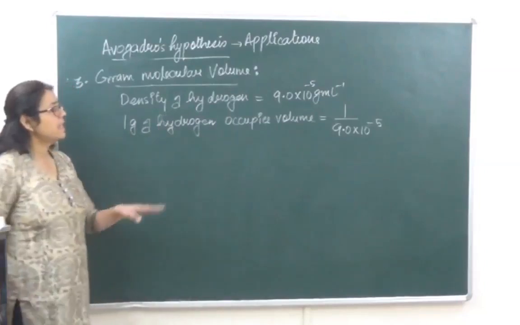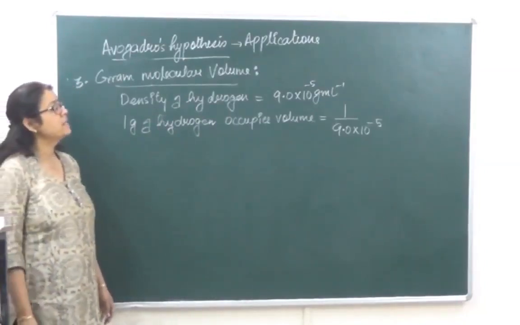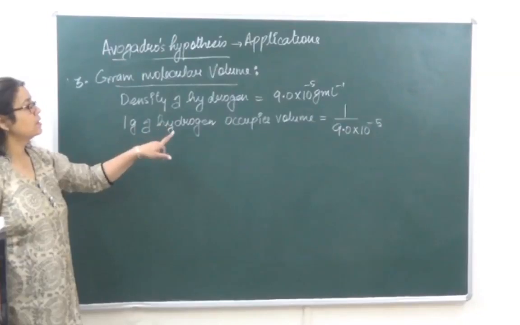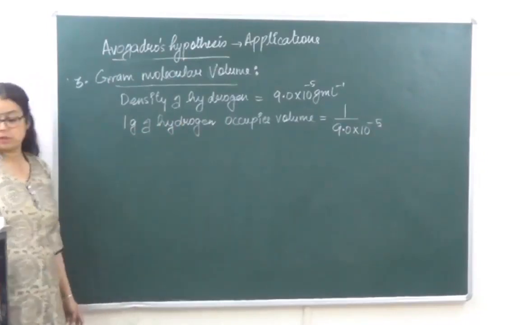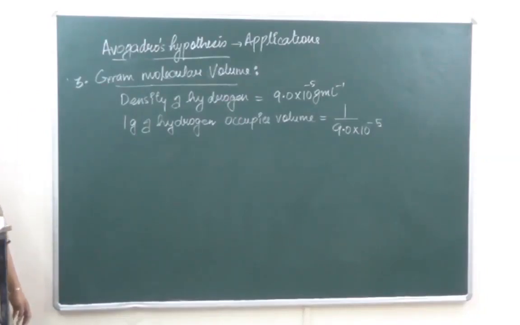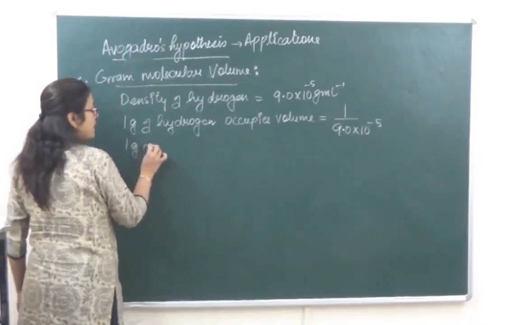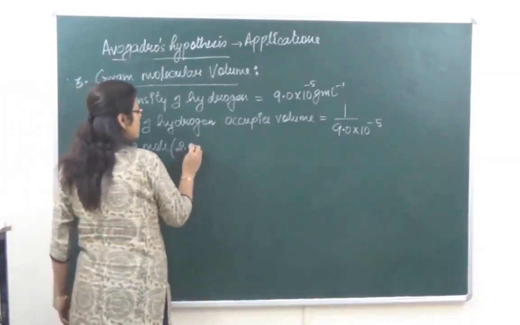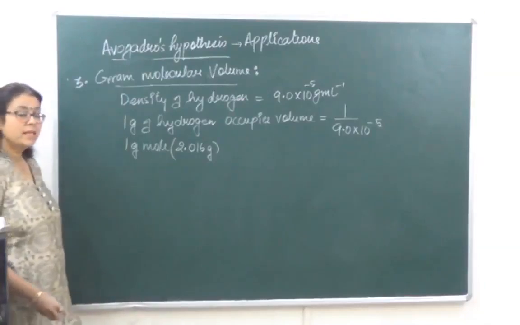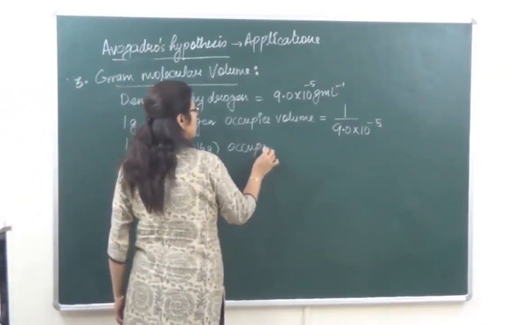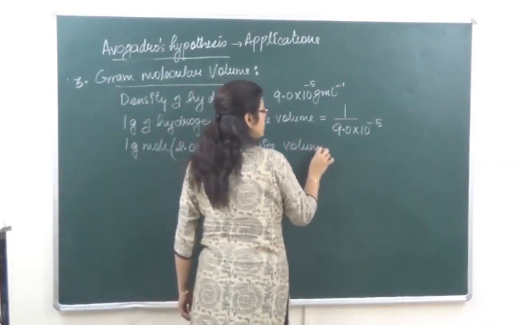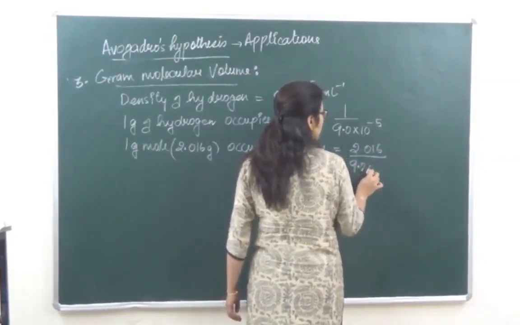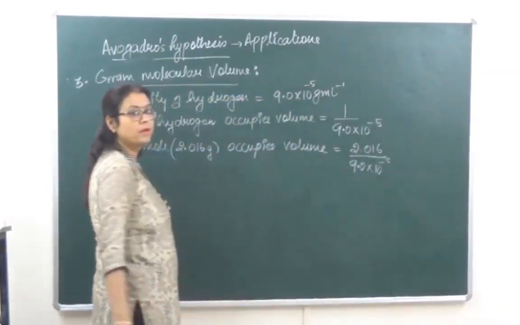ठीक है कि अगर डेंसिटी हाइड्रोजन की 9 into 10 raised to power minus 5 grams per ml है तो 1 gram of हाइड्रोजन की वॉल्यूम कितनी हो जाएगी? 1 upon 9 into 10 raised to power minus 5, right? और 1 ग्राम मोल अगर हम लें, मोल का वेट हाइड्रोजन का कितना होता है? दैट इज 2.016 ग्राम्स। सो ये कितनी वॉल्यूम ऑक्यूपाई करेगा? दैट विल बी इक्वल टू 2.016 upon 9.0 into 10 raised to power minus 5, right?